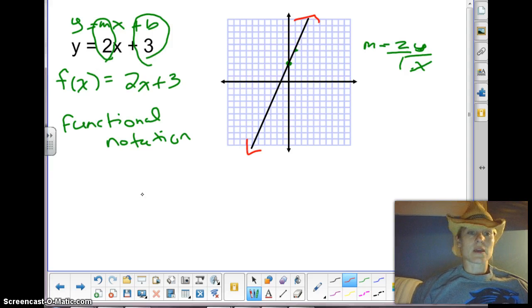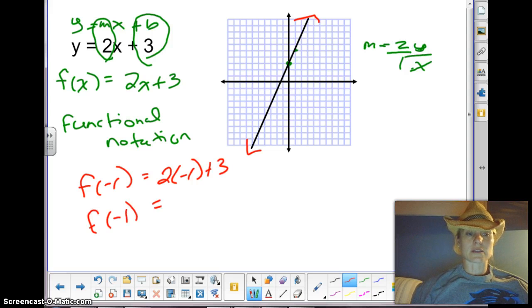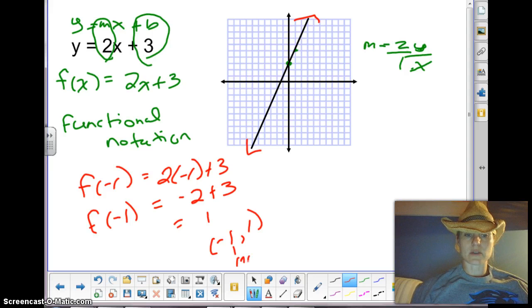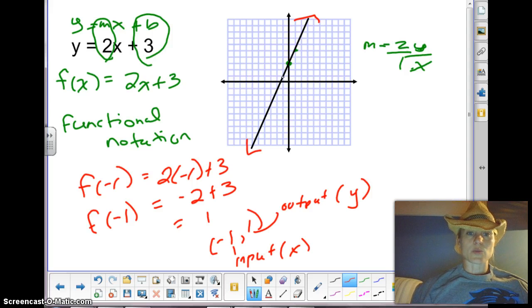Here's my line, okay? So if I want to know, here's my functional notation, I want to know what f of negative 1 is. Like before, we'll plug negative 1 in for x. So when x is negative 1, we'll have negative 2 plus 3, or 1. So again, when my input was negative 1, my output, or my y, was positive 1. So remember, this is your input, or your x, and this is your output, or your y. And if you look here, that is a point on that function, so it totally works, right?